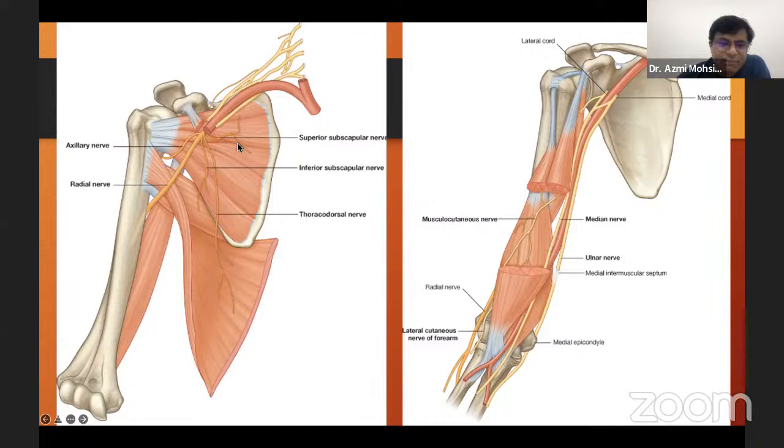Then these are the branches of the posterior cord. You can see the upper subscapular nerve and lower subscapular nerve. See it clearly that this is a multipinnate muscle which is being innervated by these 2 nerves, upper and lower subscapular nerves. And can you appreciate that the inferior subscapular nerve even descends down to innervate this muscle teres major as well. So teres major is innervated by the inferior subscapular nerve.